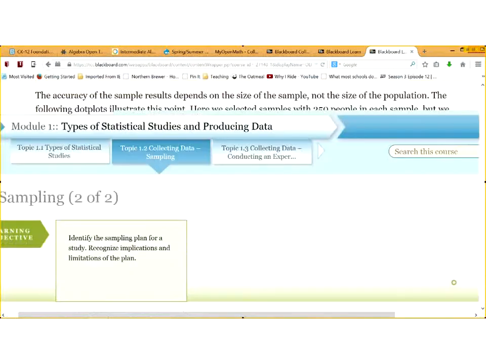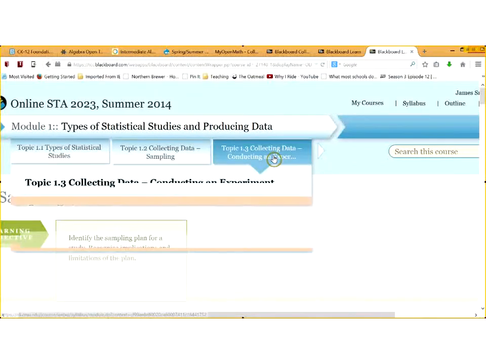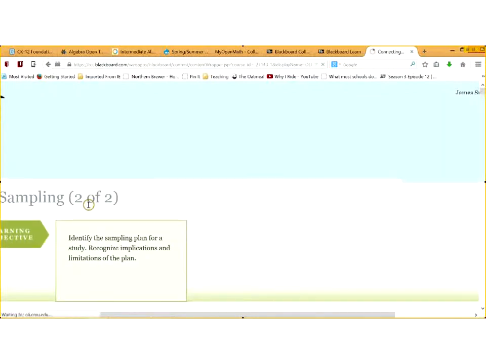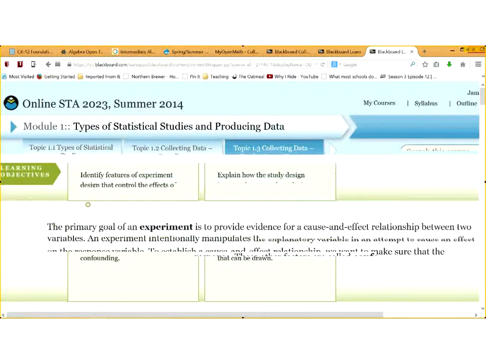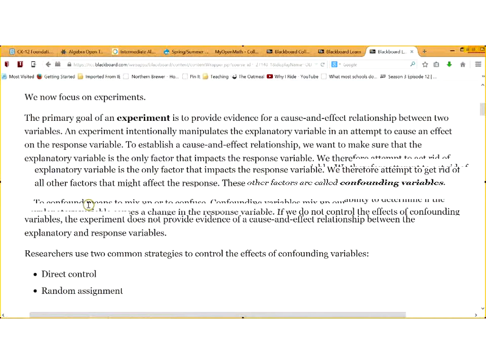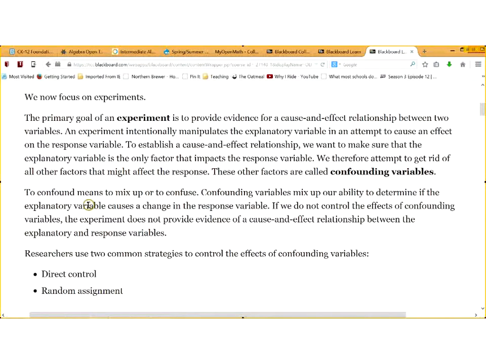All right, so I'm not going to go to the summary page for topic 1.2. I'm going to go right on to topic 1.3, experiments. All right, so this tells us a little bit about experiments. So our goal in an experiment, as it says, is to get rid of confounding variables. In other words, to control for them, things that would mess up our cause and effect determination. So as it says, confounding variables mix up our ability to determine if the explanatory variable truly causes a change in the response variable.